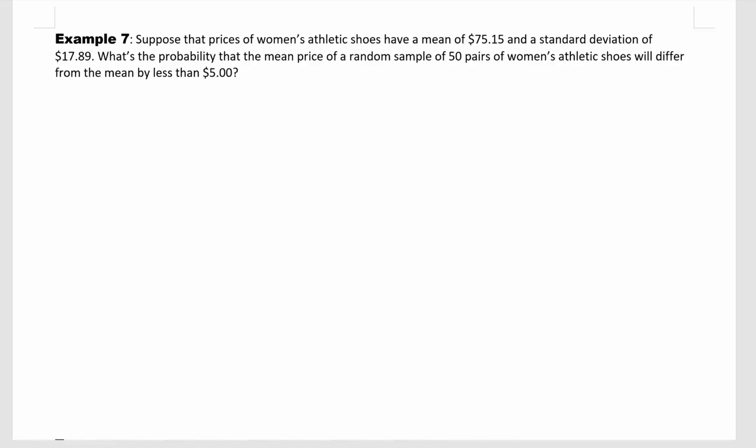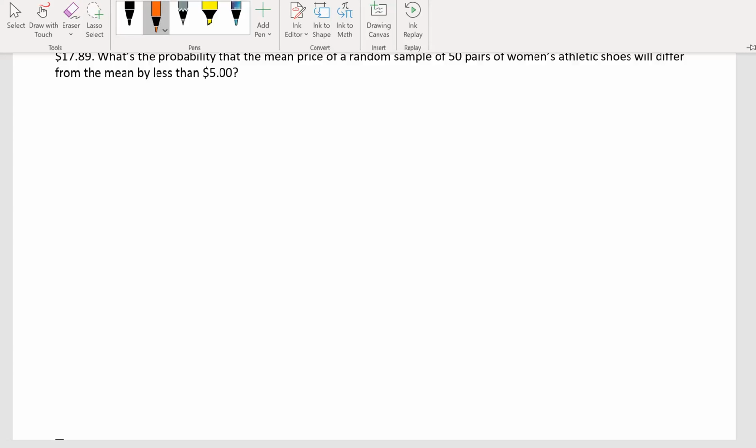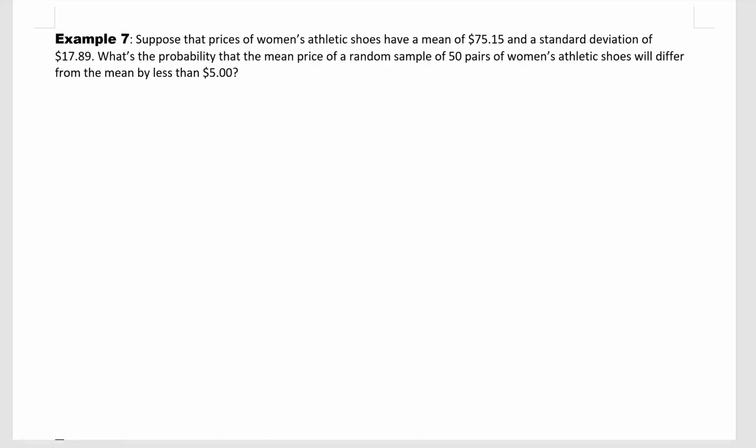Okay, let's identify the numbers. This is the mean, mu, and the standard deviation, sigma. Sometimes the problem might give you the variance. Then, to find the standard deviation, you need to take the square root of the variance. And the sample of prices, so this is n.